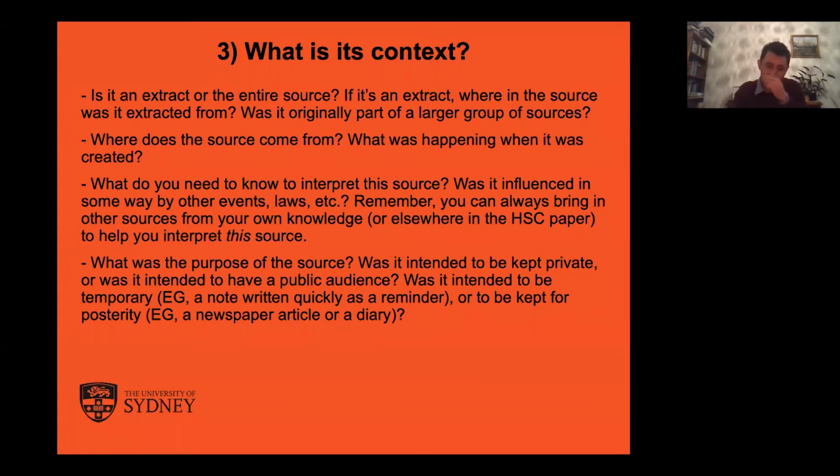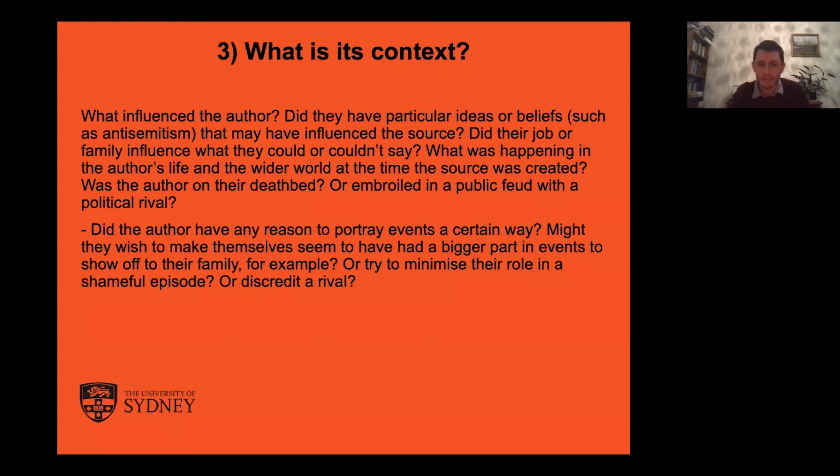And you can also think about the purpose of the source. Was it intended to be kept private, like a letter? Was it intended to have a public audience? Was it meant to be temporary? Was it meant to be kept for posterity? All of these things go into your notes on the context of a source. And you also need to think about what influenced the author. Did the author have certain ideas? Did they have a reason to portray events in a certain way? And again, all of these details will be given to you, so you don't have to hurry to keep track of them.